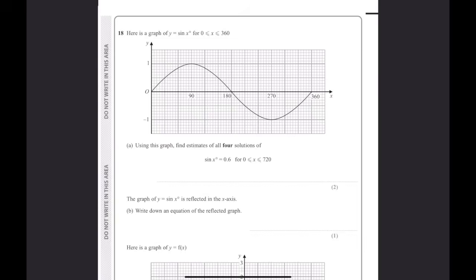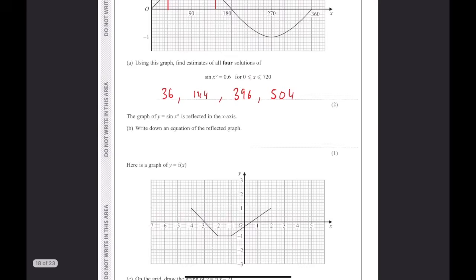Here is a graph of y equals sine x. We need to find estimates for all 4 solutions for x, where sine of x equals 0.6. So find 0.6 on our graph first of all, which is in line with this blue line. If I extend that out all the way, we can see it crosses the line here and here, but that's just between 0 and 360. So estimates for those, that's going to be about 36 and 144, and then if we add 360 to both of those, we get 396 and 504.